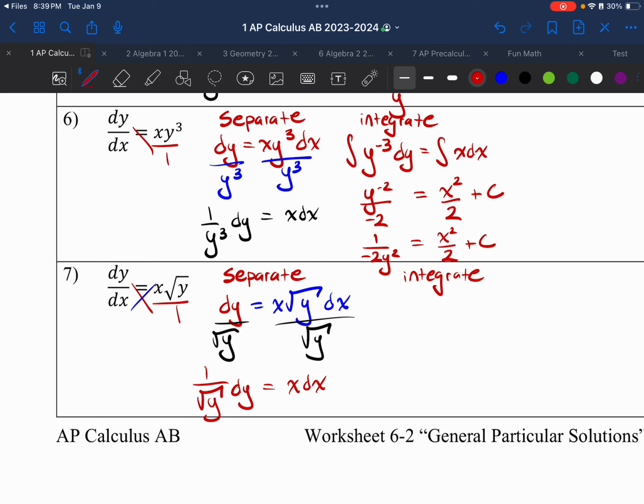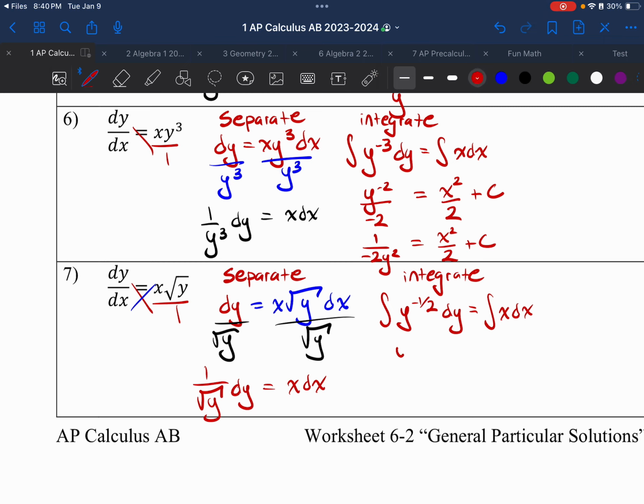To integrate, we are going to slap on the integral symbol. I'm going to do two things at the same time. The square root of y is the same thing as the power of 1/2, and because it's on the bottom, I'm going to move it to the top and make it a negative 1/2. So this is really the integral of y to the negative 1/2 dy, and that's going to be equal to the integral of x dx. All right, so this is going to go up a power, up to the power of 1/2.